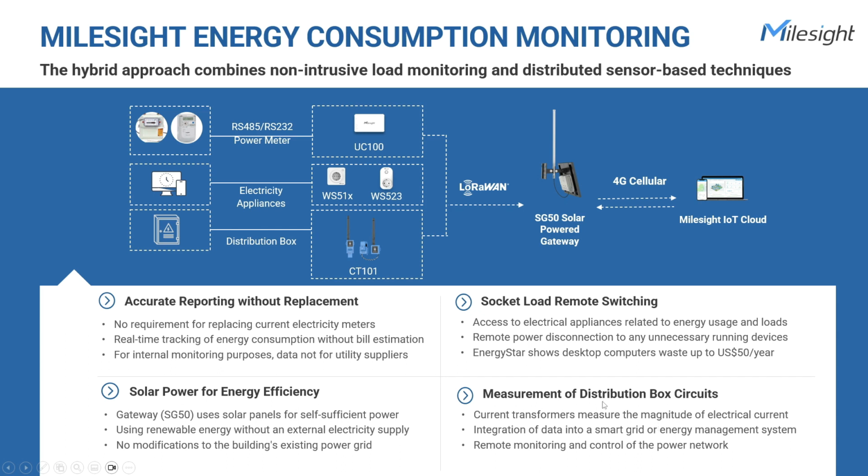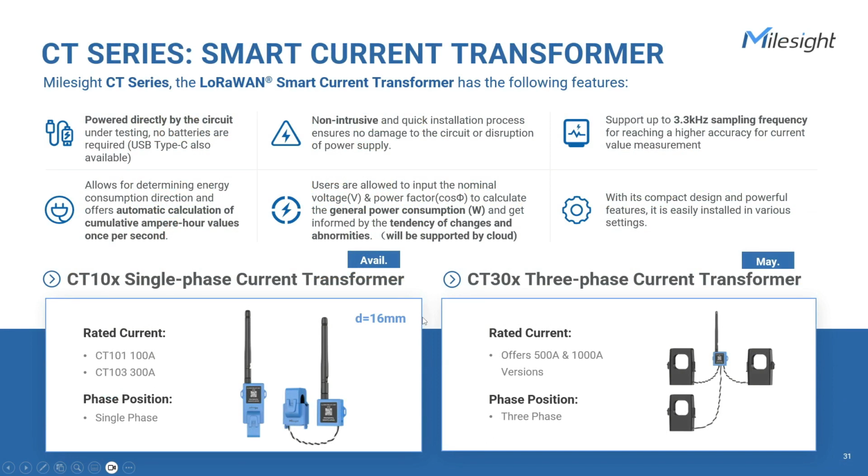Let's continue to get more details. The CT series consists of 2 types, the CT10 and CT30, for single-phase and 3-phase monitoring respectively. They cover from 100 and 300 amps to 500 and 1000 amps. The highlights that make them stand out in the market are many.